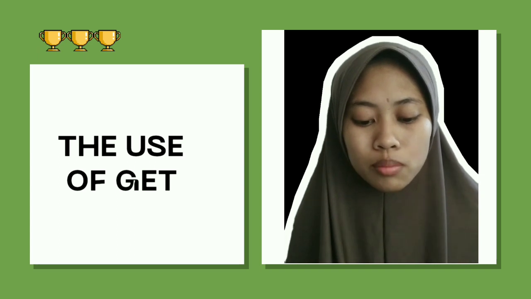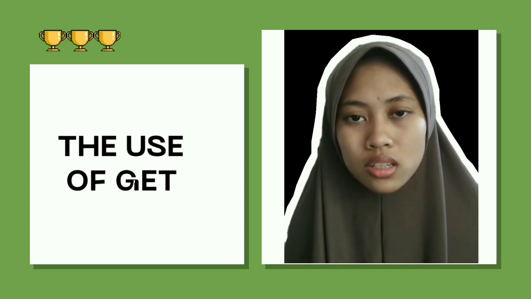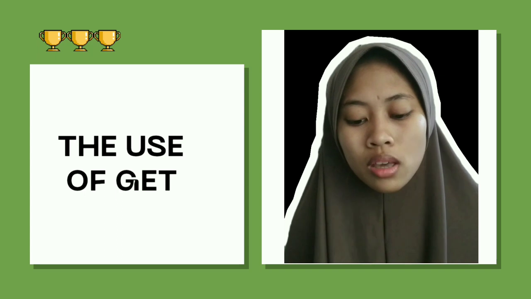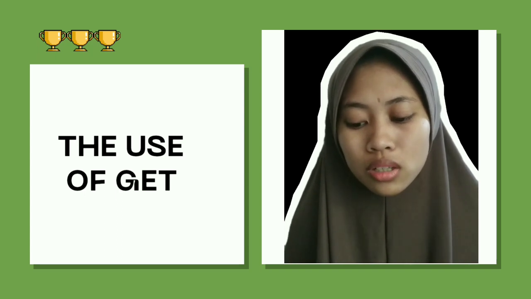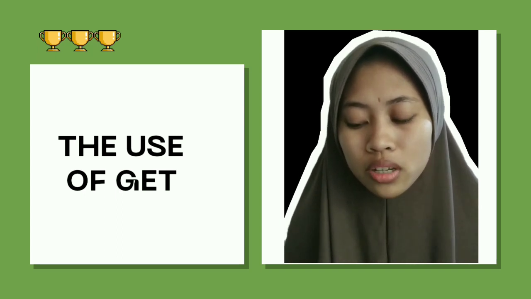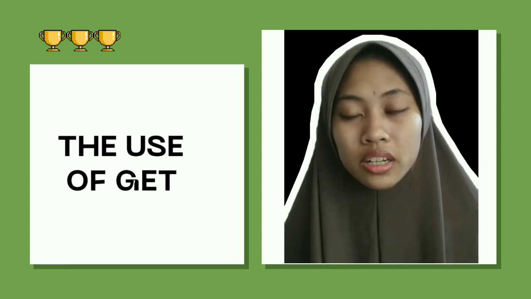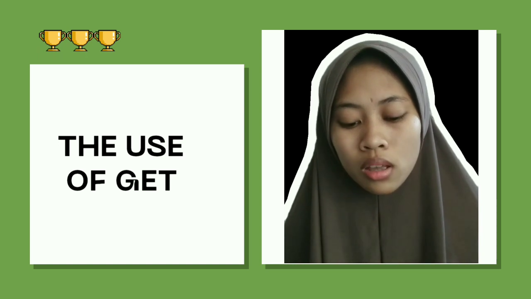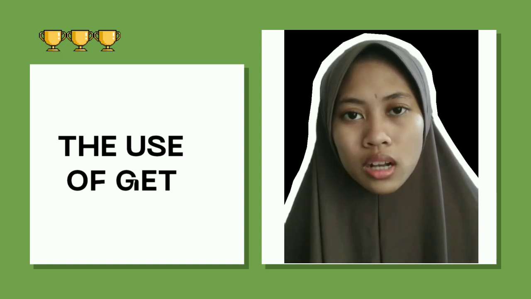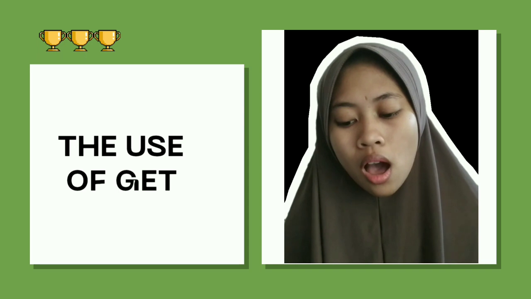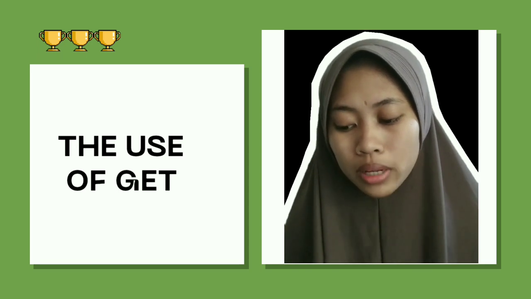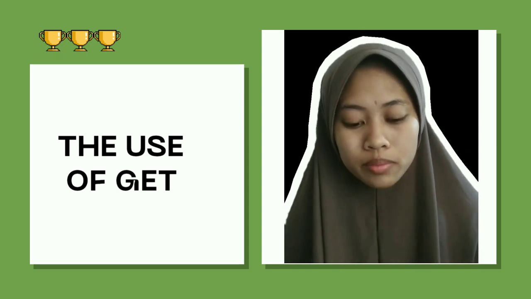Okay, the first is get plus adjective. This structure is used for people and things. Get can be followed by some adjectives to express the idea of change or becoming something. For example, I'm getting hungry. Let's eat soon. In the sentence I'm getting hungry, the meaning is I was not hungry before, but now I'm beginning to be hungry.